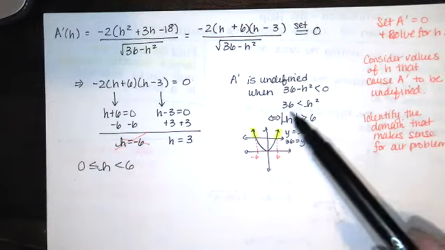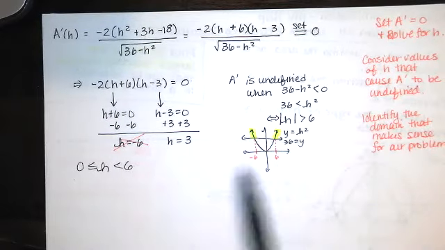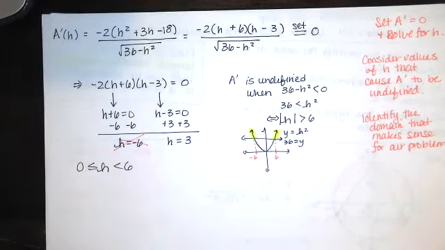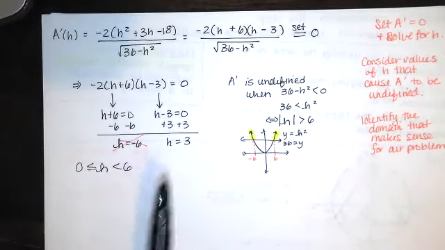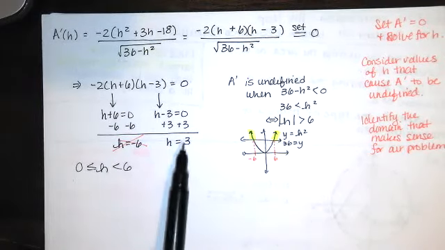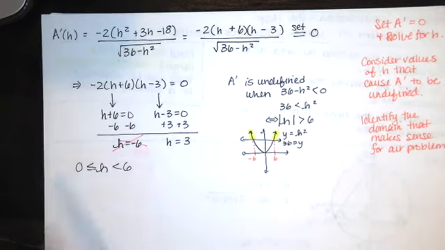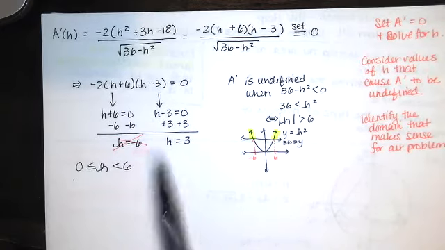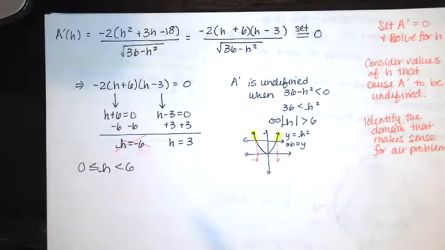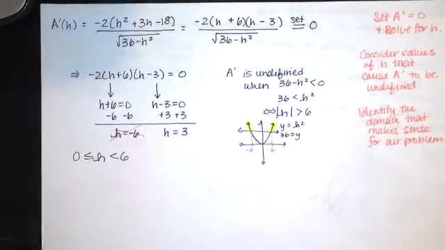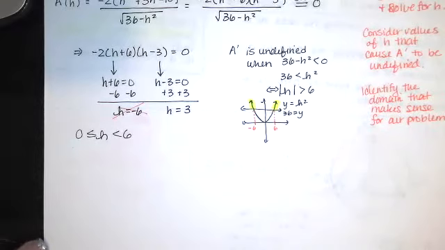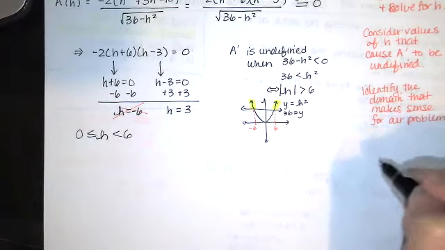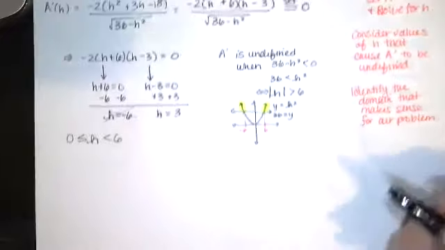So a prime is undefined out here, but that's not in our implied domain anyway, so we don't have to worry about it. So it looks like we only have one critical value in our implied domain, and that's h equals 3. So we just need to determine if h equals 3 corresponds to a minimum value or a maximum value. You can use either the first derivative test or the second derivative test. I think I want to use the first derivative test because I've already factored a prime.